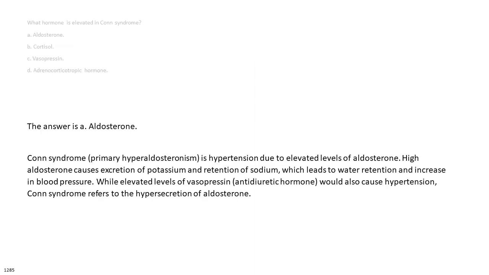The answer is A. Aldosterone. Conn syndrome, primary hyperaldosteronism, is hypertension due to elevated levels of aldosterone. High aldosterone causes excretion of potassium and retention of sodium, which leads to water retention and increase in blood pressure. While elevated levels of vasopressin, antidiuretic hormone, would also cause hypertension, Conn syndrome refers to the hypersecretion of aldosterone.